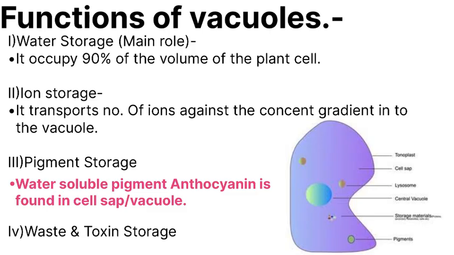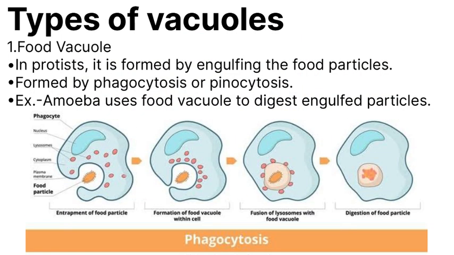Now we will move to the vacuoles in the amoeba. So let's see. The vacuoles can't be the same all the time, right? They vary according to their types, as I said, and they also vary according to the roles which they play. So other than the sap vacuole, we have a few more different types of vacuoles.